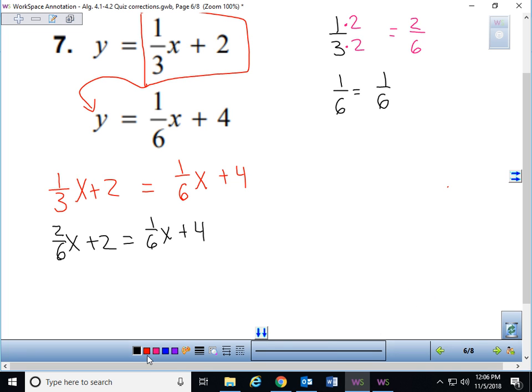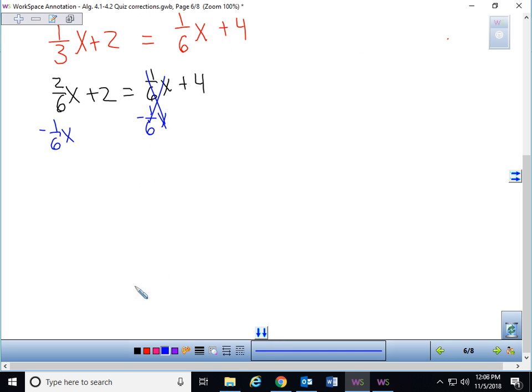Now I can go about solving my problem. I'm going to move the smaller variable term. 2/6 is larger than 1/6, so I'm going to move 1/6 because it's a smaller one. I'm going to subtract 1/6 x from both sides. 2/6 minus 1/6 x is just 1/6 x. This plus 2 just carries down, so I have plus 2 carrying down, equals, I haven't done anything with this 4, so I'm just going to rewrite it.